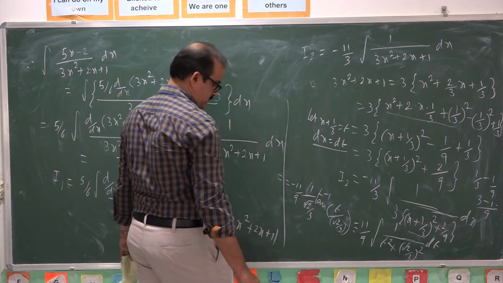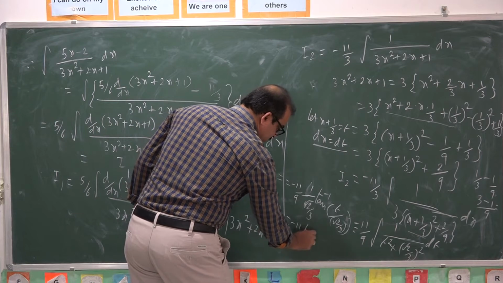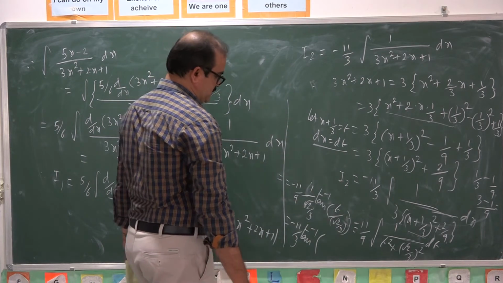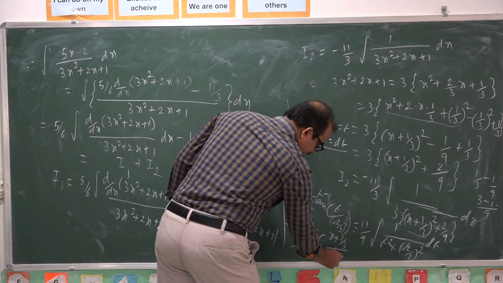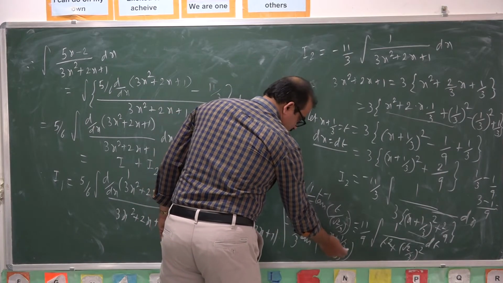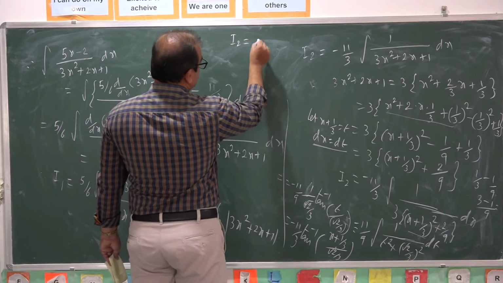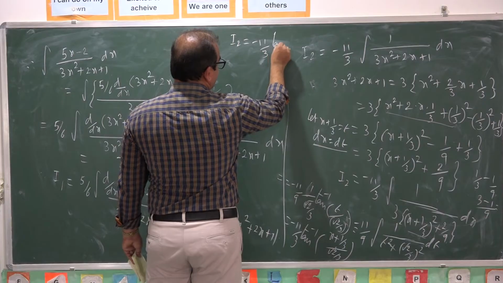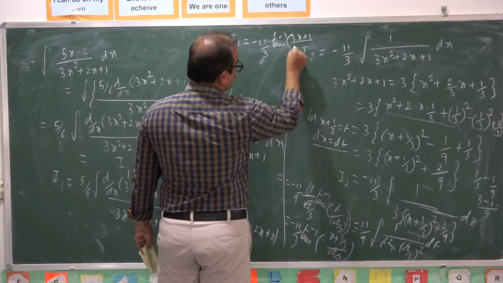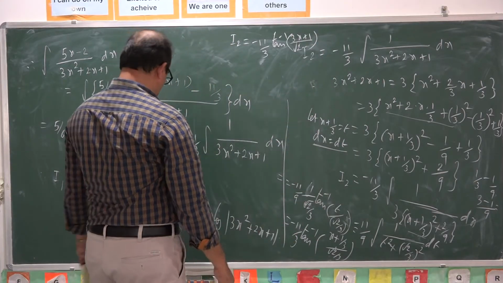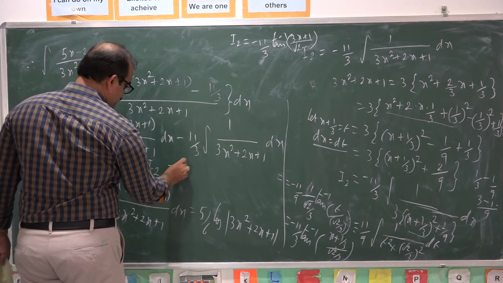Okay, the 3 cancels, so we get minus 11 by 3 into tan inverse of, what is t from our assumption, x plus 1 by 3, by root 2 by 3. On taking LCM, 3 cancels, we get I2 is equal to minus 11 by 3 into tan inverse of 3x plus 1 by root 2. Now substitute I1 value and I2 value here, let it be equation 2.